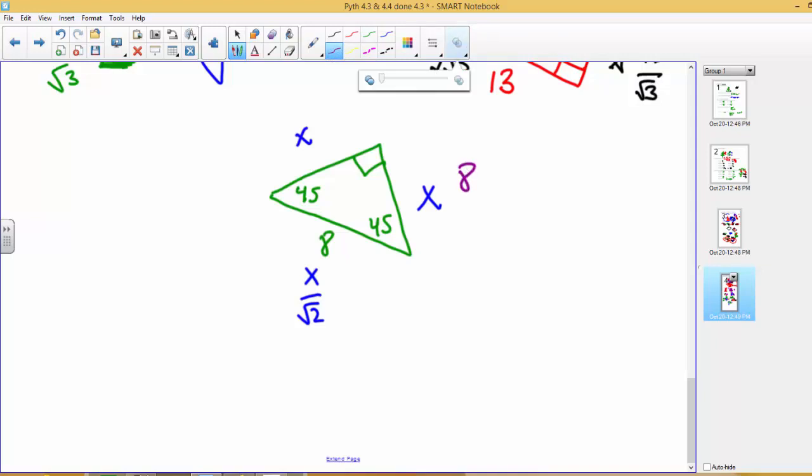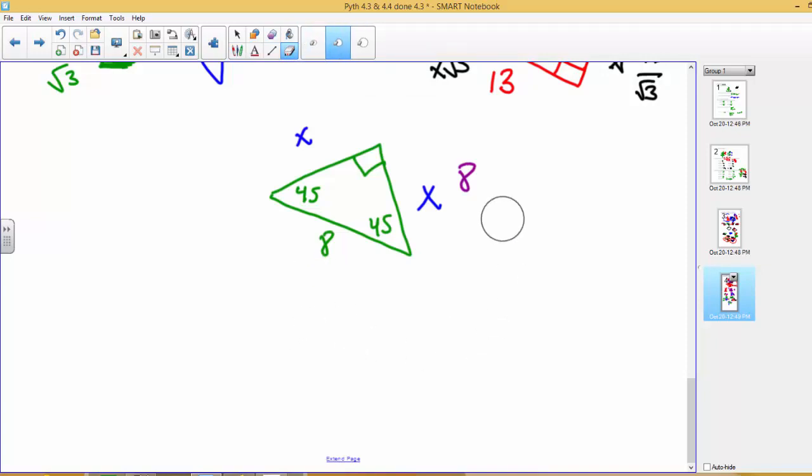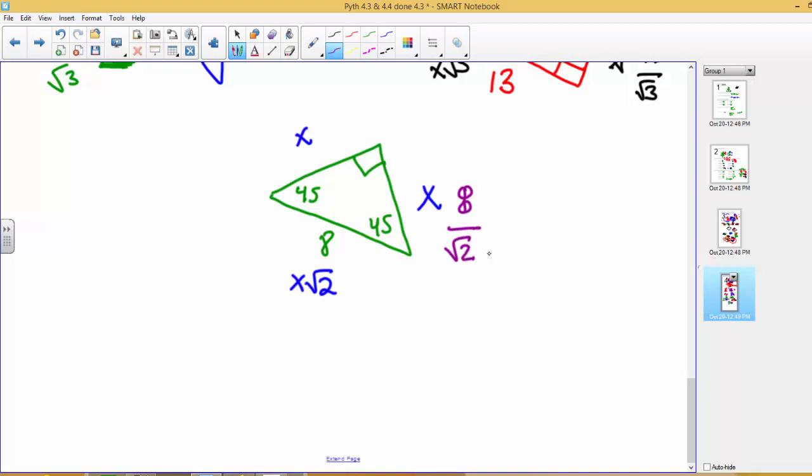Whoa, hold on, gotta erase. So this is x times the square root of 2. So to get rid of that square root of 2, you would need to divide, even though you don't see the square root of 2 there. So this is 8 divided by the square root of 2, and this is the same exact answer. If you want to write that in better form, you would multiply both the top and bottom by square root of 2.